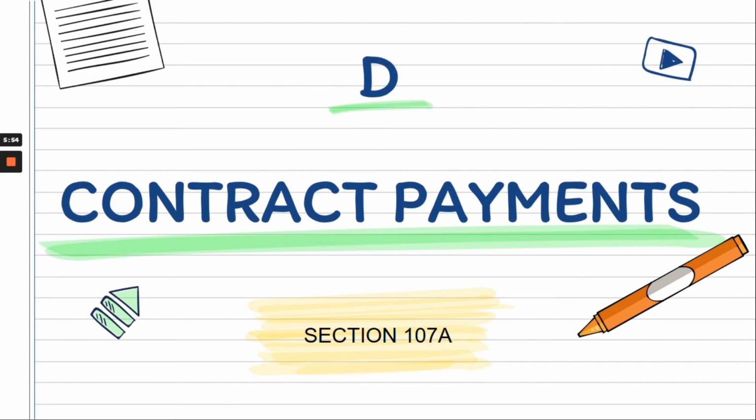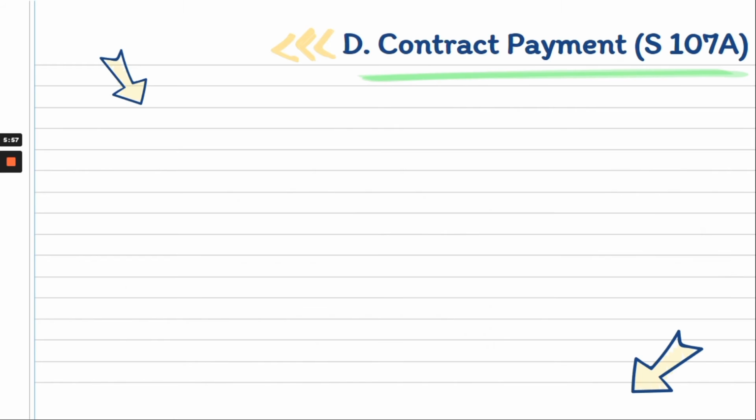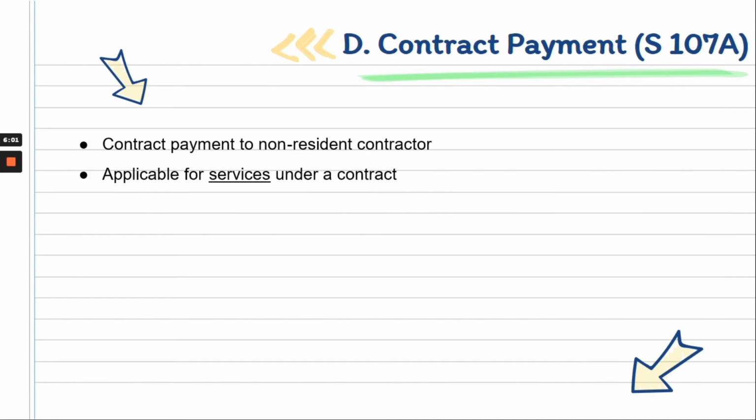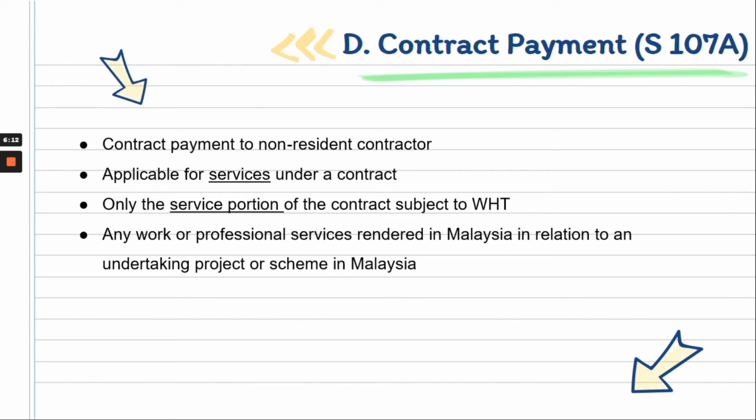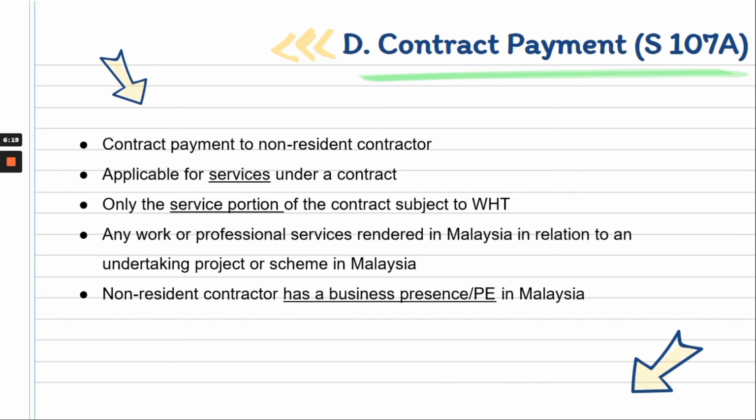Next is about contract payment. Contract payment is under section 107A. Contract payment means contract payment to a non-resident contractor. This contract payment is applicable for services under a contract. Only the service portion of the contract will be subject to withholding tax. This includes any work or professional services rendered in Malaysia in relation to an undertaking, project or scheme in Malaysia, where the non-resident contractor has a business presence or permanent establishment in Malaysia.